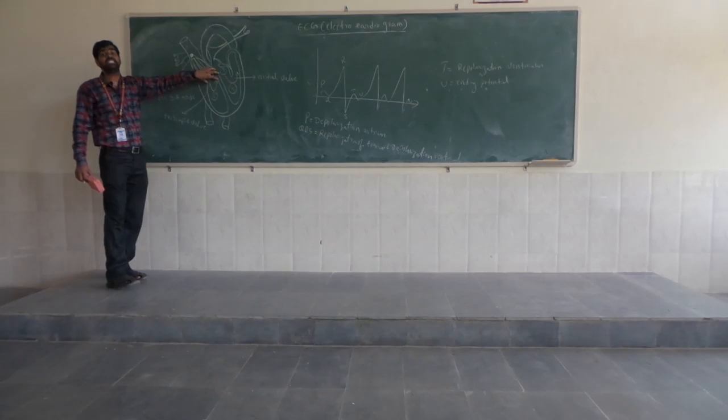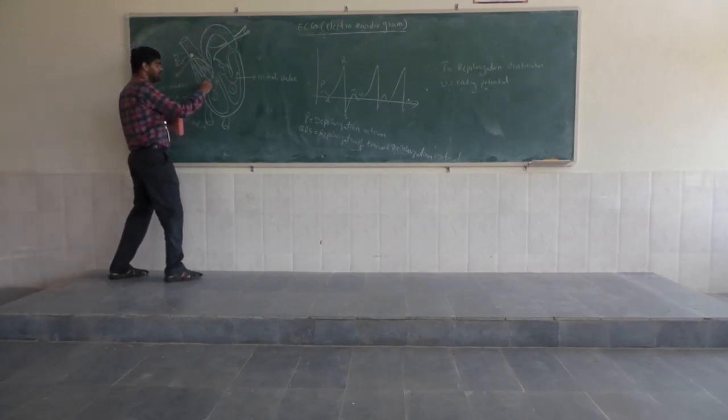Called the right ventricular junction. As you know, two nodes are there.